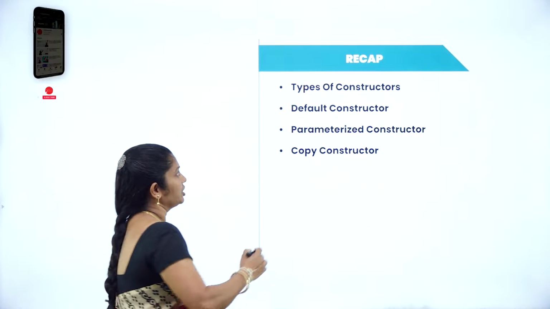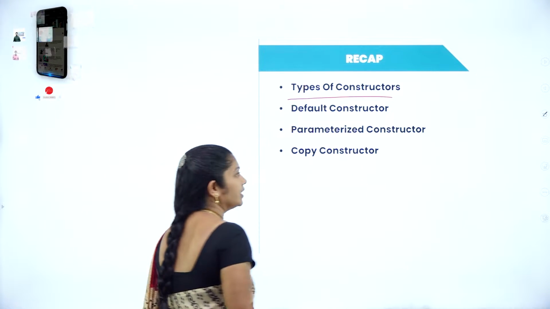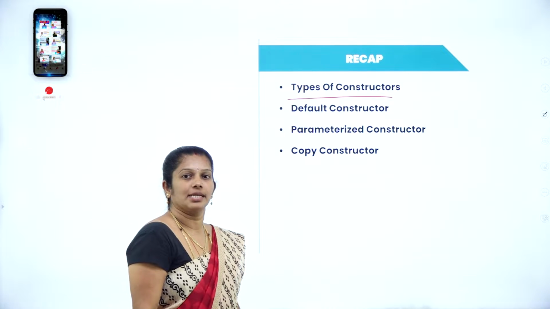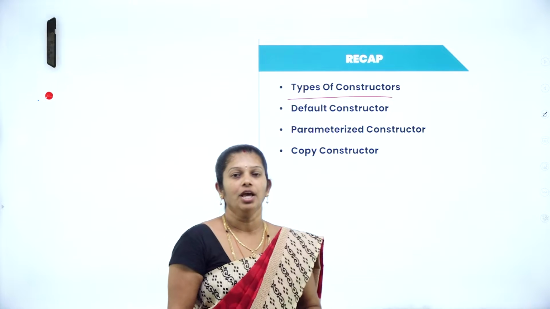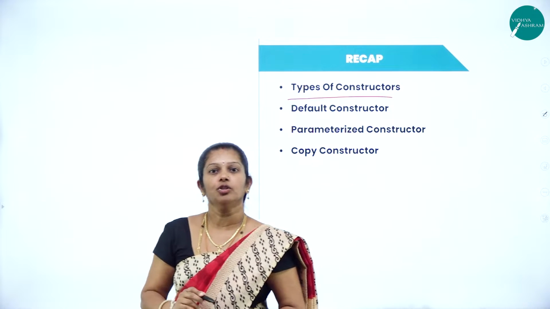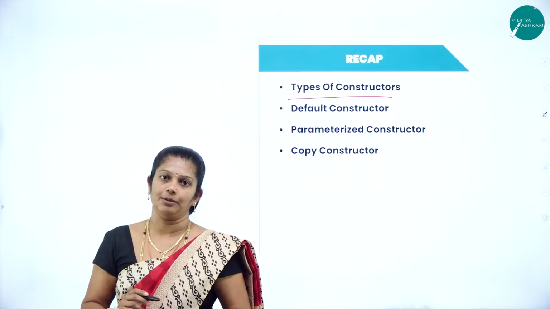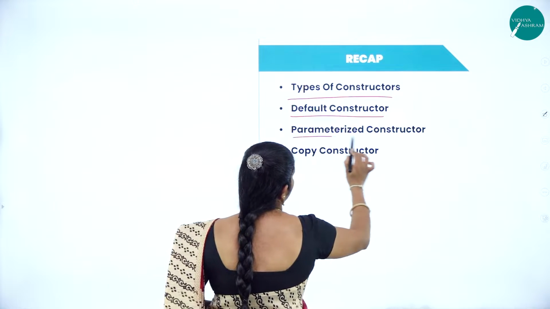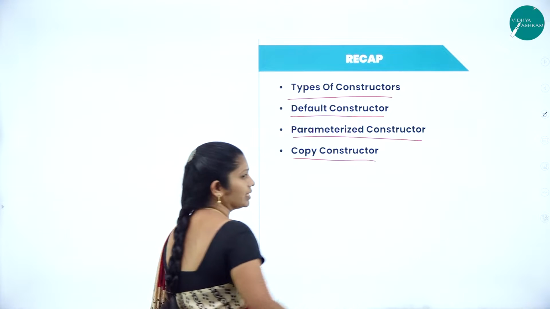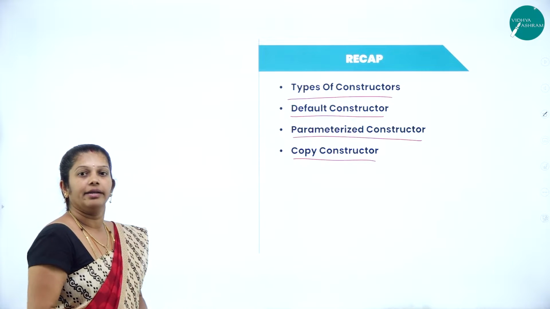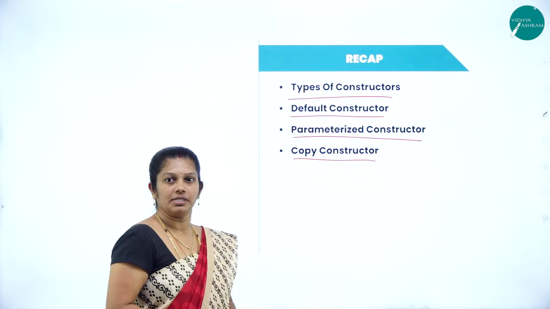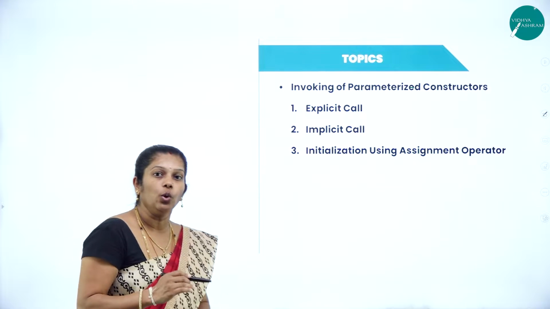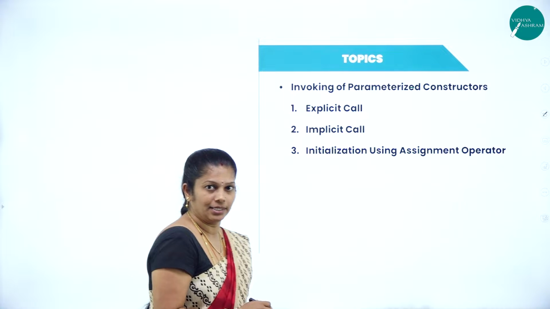Today, we are going to start with the third session of the Constructor and Destructor chapter. In the previous session, you studied the types of constructor. What do you mean by constructor? A constructor is a special member function used to initialize the object of a class automatically. There are three types of constructor: default constructor, parameterized constructor, as well as copy constructor. Regarding that, you already came to know in the previous session. In today's session, you will come to know about invoking a parameterized constructor.